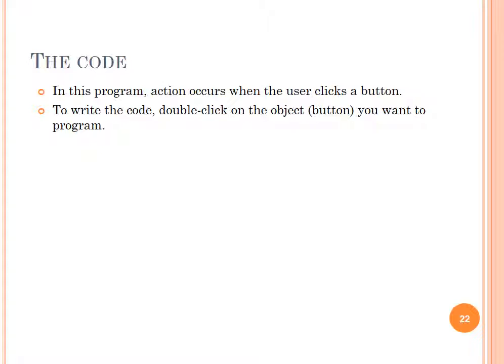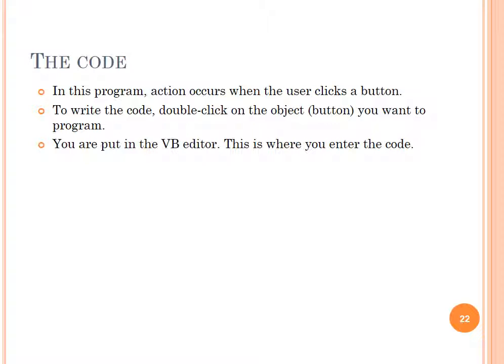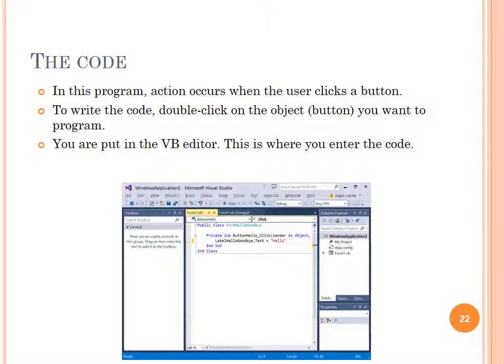So to write the code, you double-click on the object. Now, remember, to set the properties, you single-clicked. But now you're going to double-click, and when you do that, you're going to be placed in the VB editor, which is where you enter your code. And it looks like this. As you'll see, it has a couple of keywords here, private and end sub, and all that stuff is done by Visual Basic. And the cursor is placed in the proper place, and all you have to do is write the code, which in this case is label hello goodbye dot text equal hello.